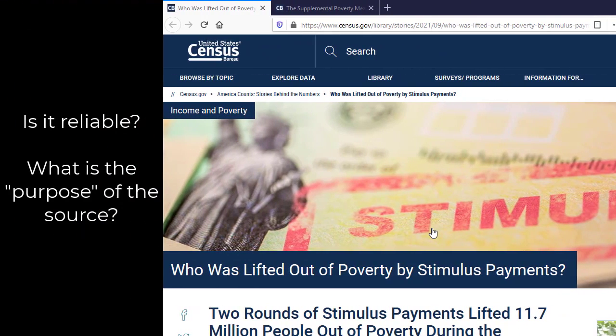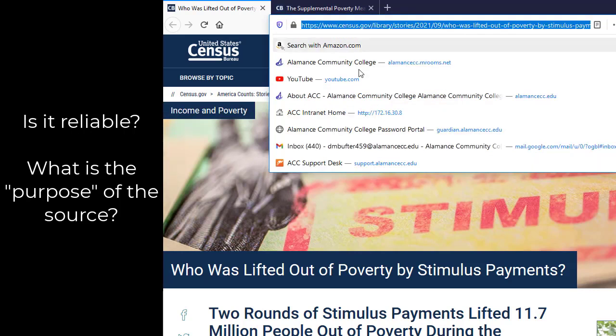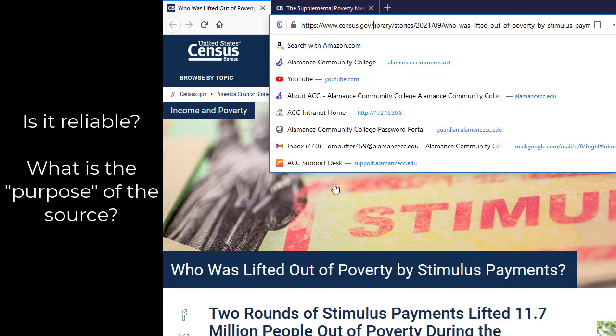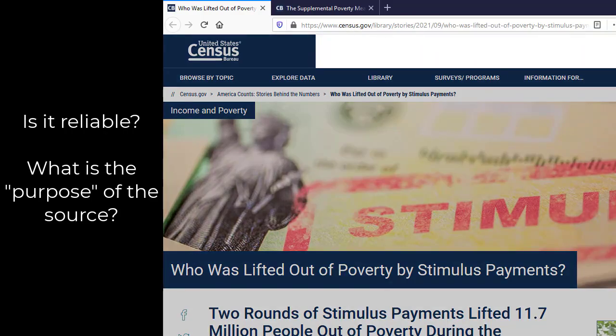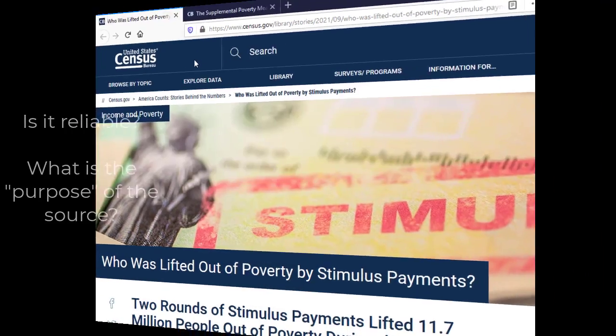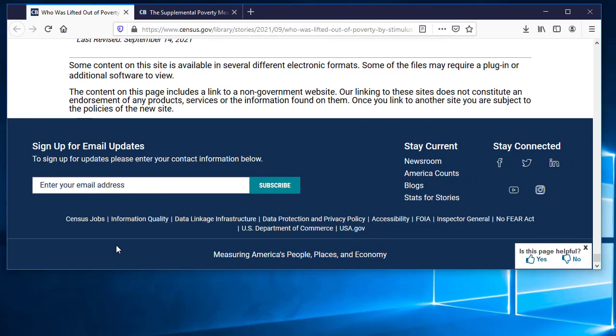So first let's look at scanning the page to analyze the resource. If we start up at the top with the URL, this is from census.gov. The Census Office's job is to collect census data, to analyze that data, and produce reports about that data. So this is going to be a reliable source. And if we scroll to the bottom, we can see other links to information, information quality, data linkage infrastructure, so you can get a more rounded view of the resource.